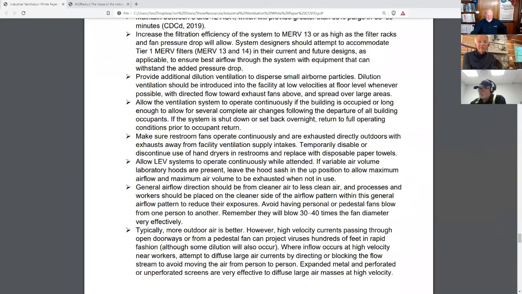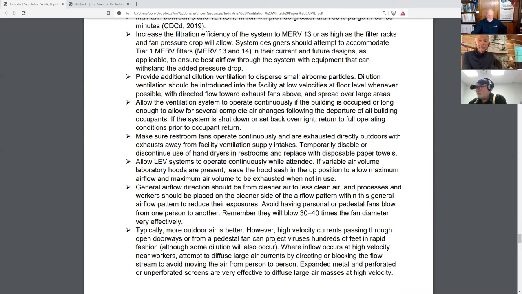Most of these efficiency and air change per hour figures are based on the purge equation found in all industrial hygiene data. But anything we can do to reduce the number of people in that area is better.